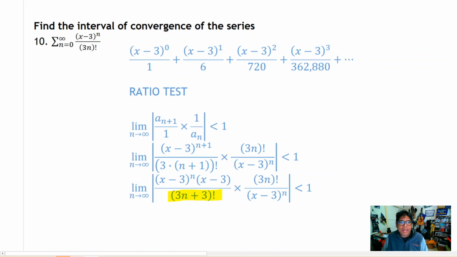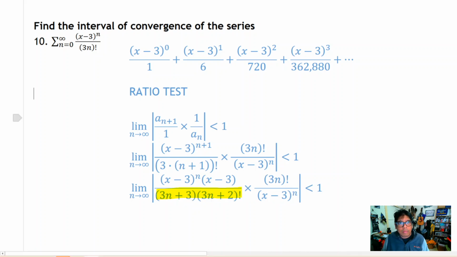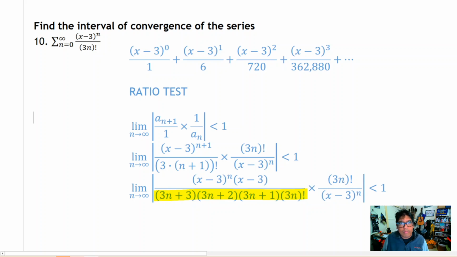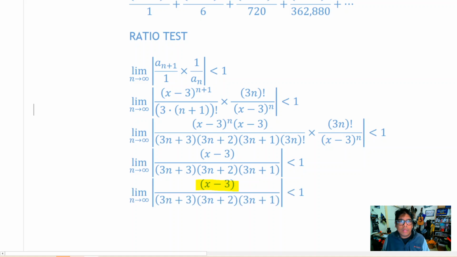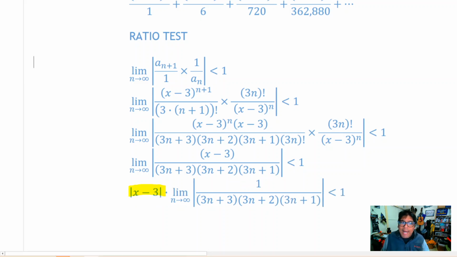And then we're going to expand that factorial on the denominator just a little bit. I know I can stop when the factorials match. And then now here's the fun part. We're going to do some canceling. Now I notice that the numerator has an x minus 3. And of course, x minus 3 doesn't have an n with it. So I can take it out of the limit.